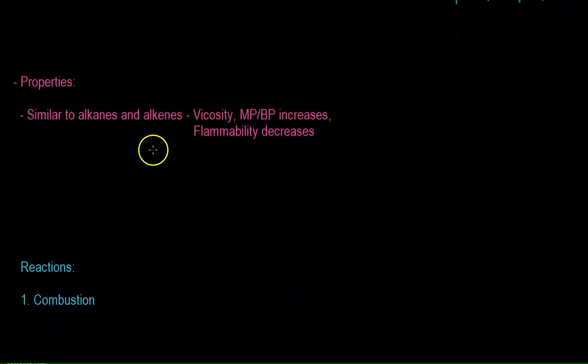The properties of alcohol are very similar to alkanes and alkenes in the sense that as the number of C increases, viscosity, melting point and boiling point will increase, and flammability will decrease. Simply put, it becomes heavier and harder to burn, and that's why flammability decreases. This is all in our alkanes and alkenes chapter. You can check it out if you are not very sure about this portion.